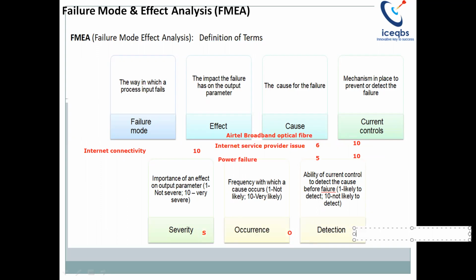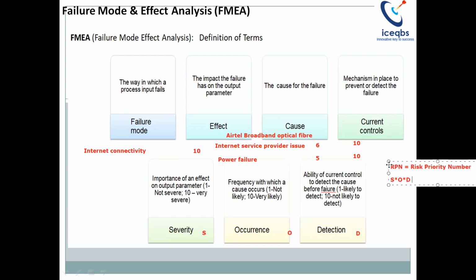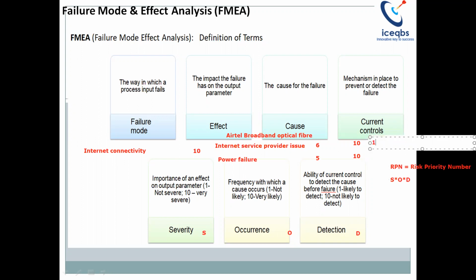Then once I have the ratings of all 3, I just calculate the risk RPN, that is equal to risk priority number. I calculate this by multiplying the severity rating by the occurrence rating by the detection rating, S into O into D. So if I calculate the RPN for the internet service provider failure, that is equal to 10 multiplied by 6 multiplied by 10.